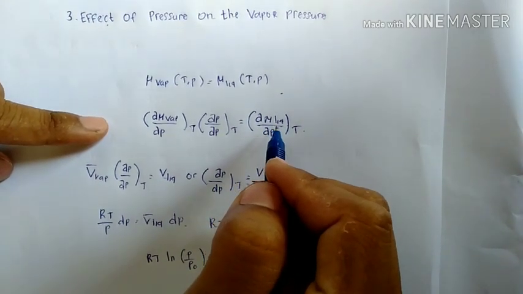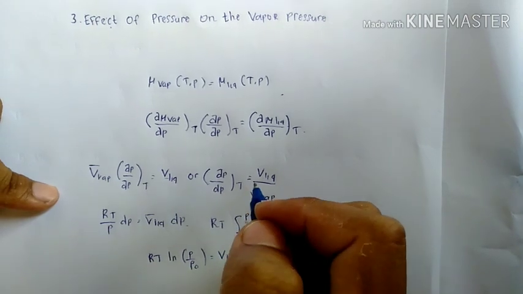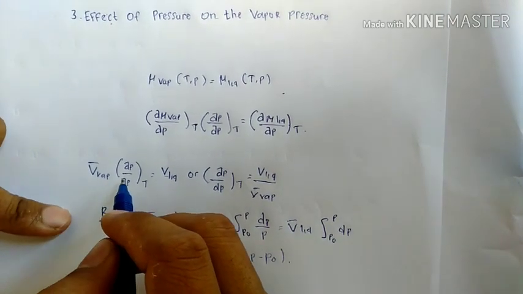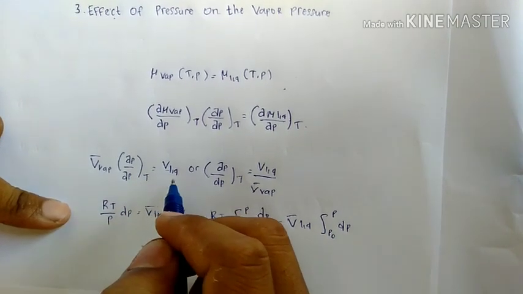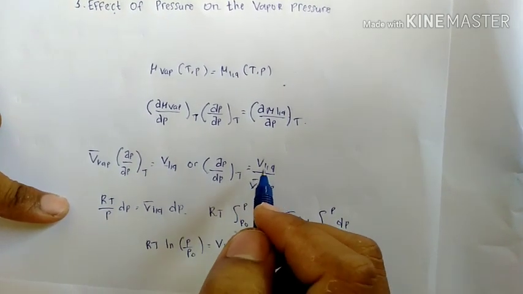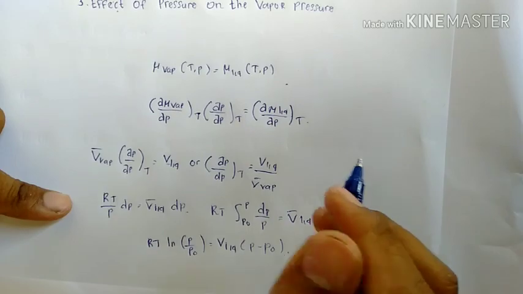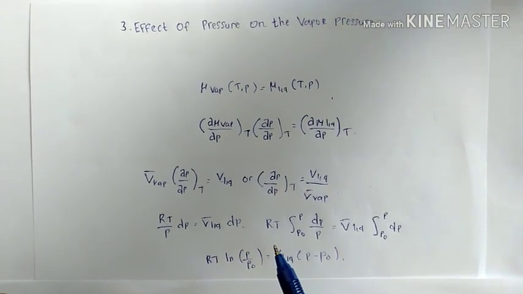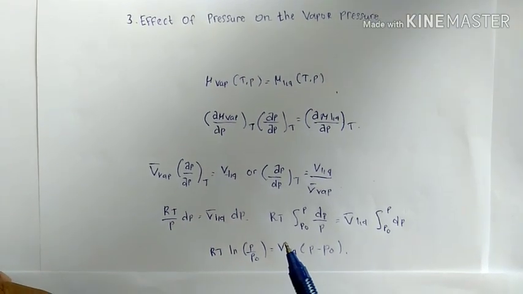Using the fundamental equation, dμ = V dP, we get V_vapor dp/dP at T equals V_liquid, so dp/dP at T equals V_liquid divided by V_vapor. So the vapor pressure increases with the total pressure on the liquid. The rate of increase is very small since V_liquid is very much less than V_vapor.